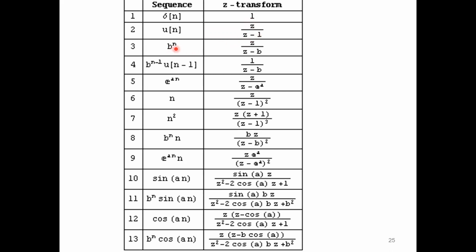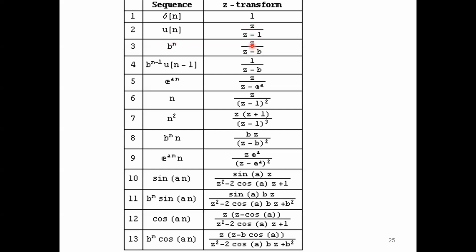Now, if you have b to the n, b is a constant, okay, and n is the exponent, right? Say, for example, 2 to the n, right? 2 to the 0, 2 to the 1, 2 to the 2, 2 to the 3, like that, as time advances from 0 to 1 to 2 to 3. So rather than saying time, it is the number in succession, all right? So this is the Z transform, z over (z minus b).